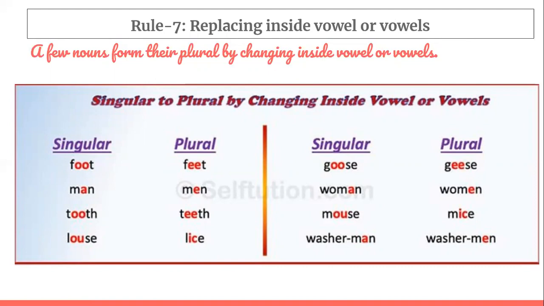In fact, in mouse and mice, it's not even the vowel. Mouse becomes mice. So these can also be considered as irregular plurals.